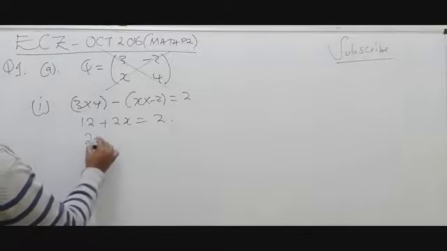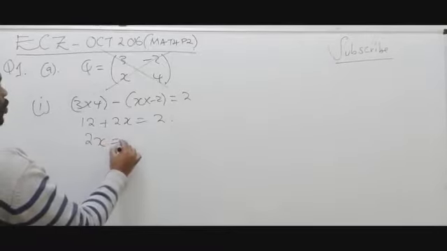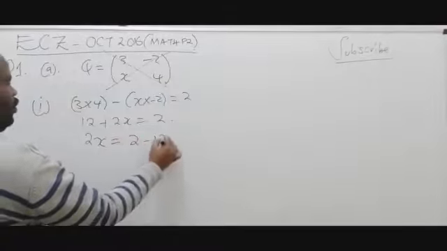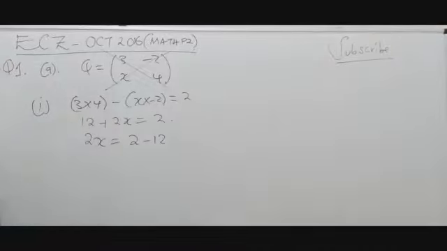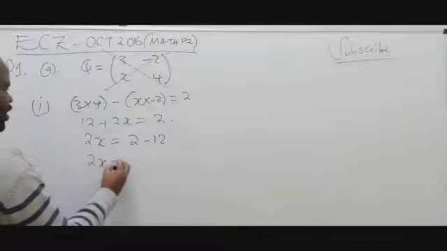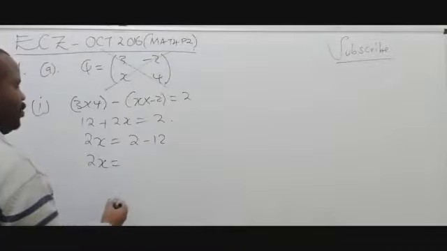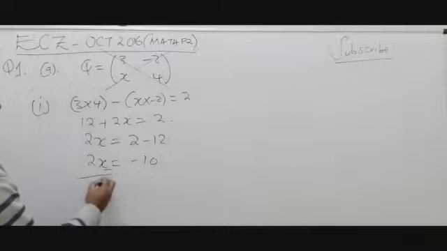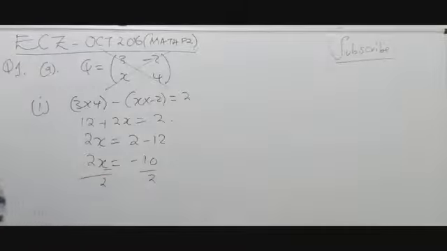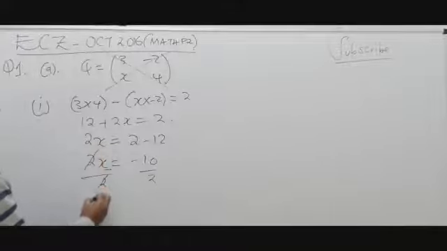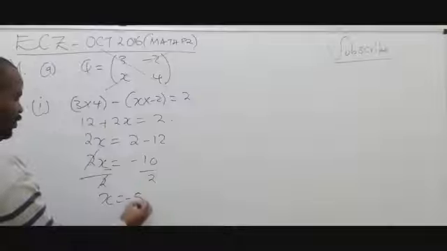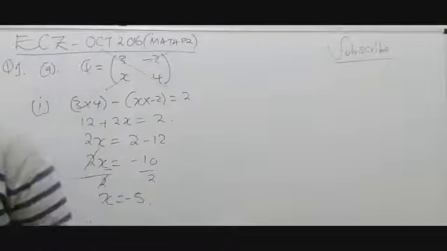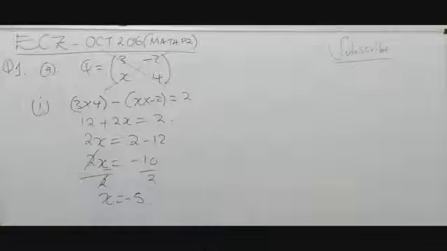2x is equal to 2 minus 12 when you take this the other side. So we have 2x equal to 2 minus 12, which is negative 10. But our interest is to get x, so we divide both sides by 2. So 2 and 2 cancel. X is equal to negative 5. That is our answer.